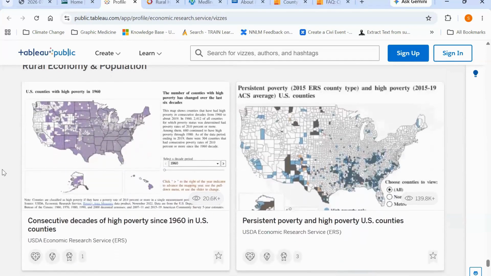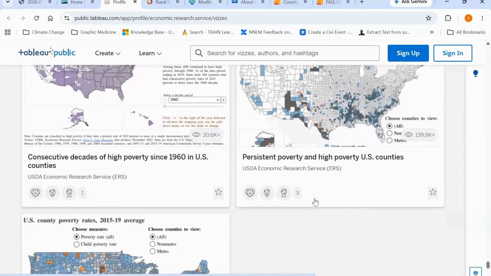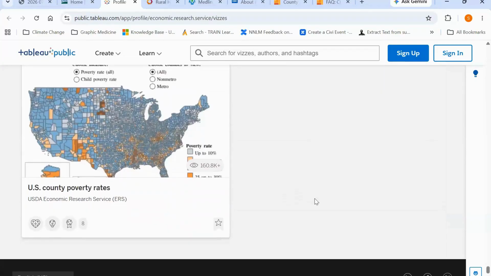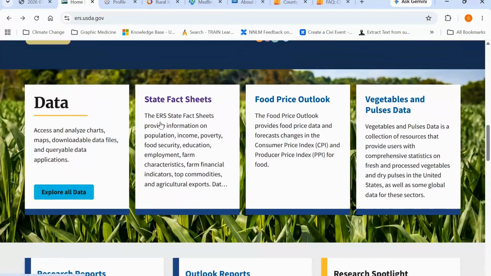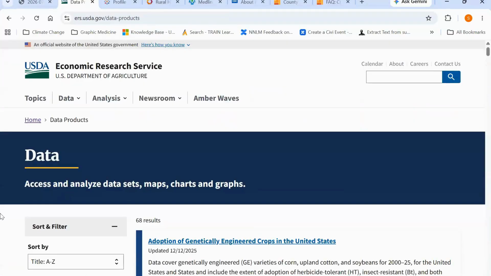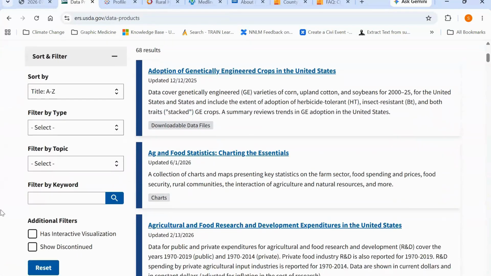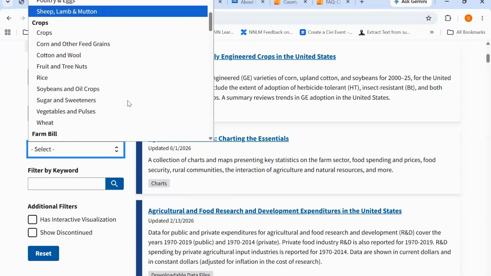There we go. So then, a few visualizations on persistent poverty and high poverty in US counties is what comes up on the Tableau. And then if we switch back over one more time, there is the ability to just explore the data, not just the nice charts, but the data itself. And again, the filters are the same as what we were seeing before.